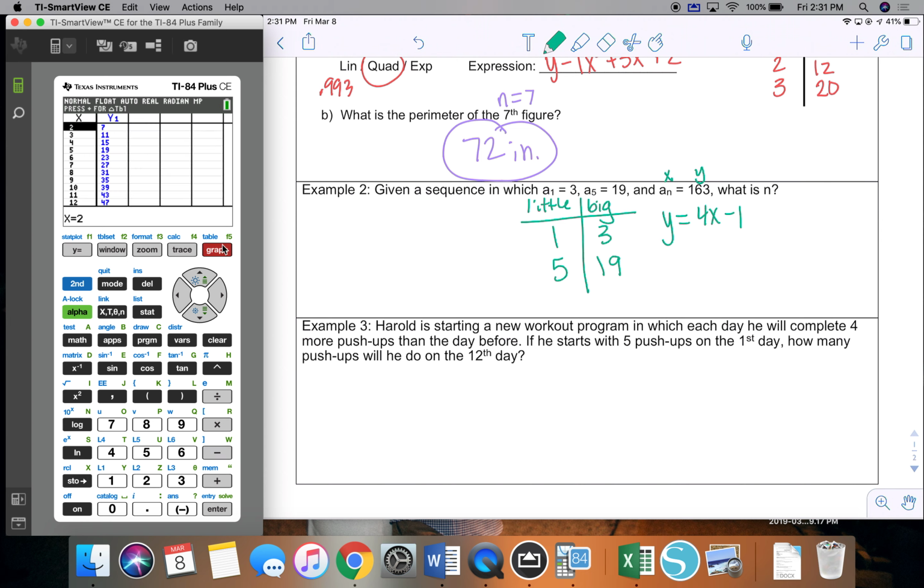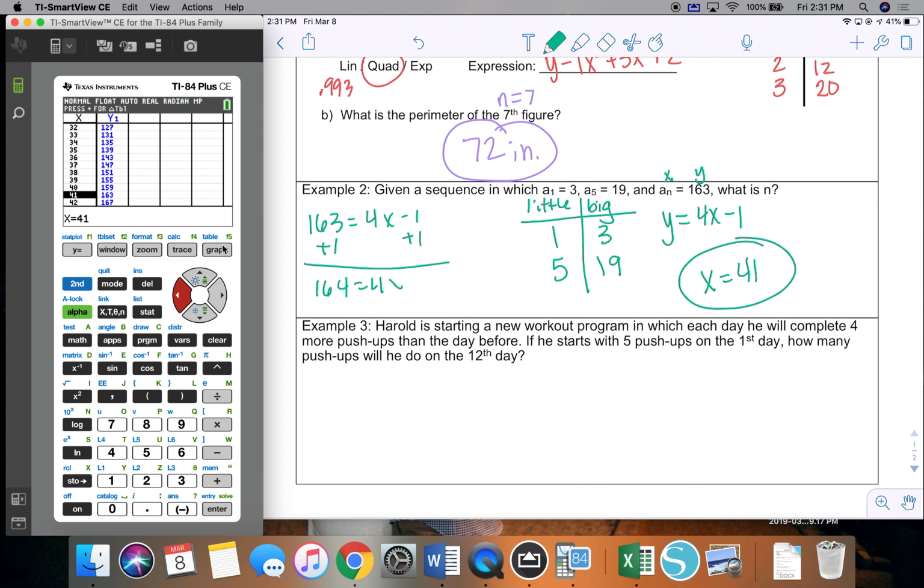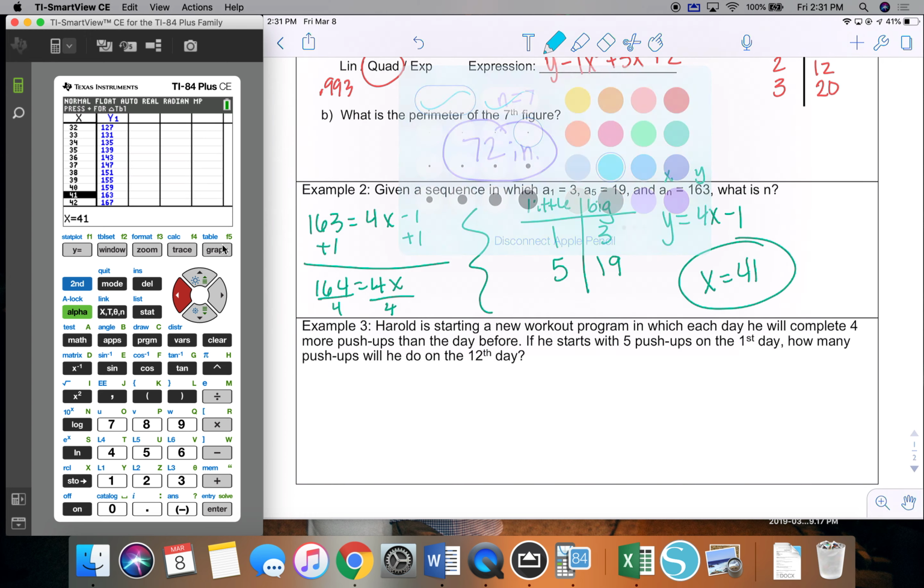Go to my table and follow along on the y's until I get to 163. You could also work backwards to solve if you wanted. But 163 is where x equals 41. If you wanted to work backwards, you would say 163 equals 4x minus 1, add 1 to both sides, and then divide by 4. That's just another way to do the same thing we just did.